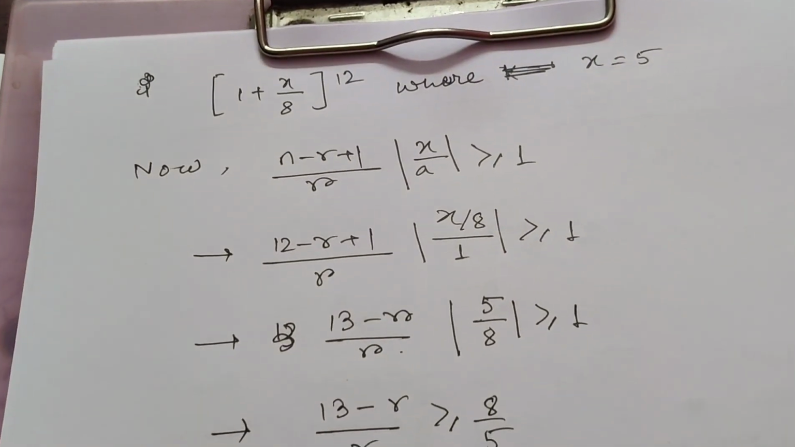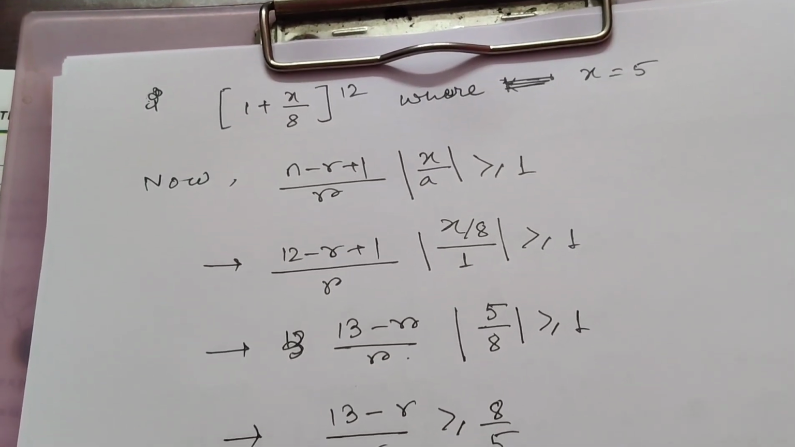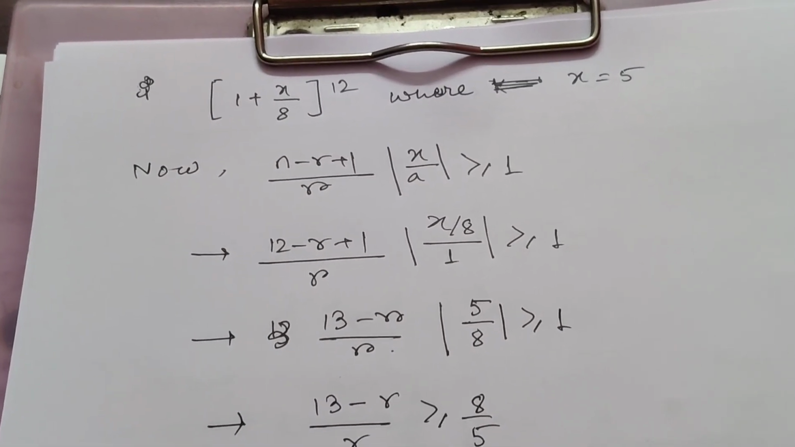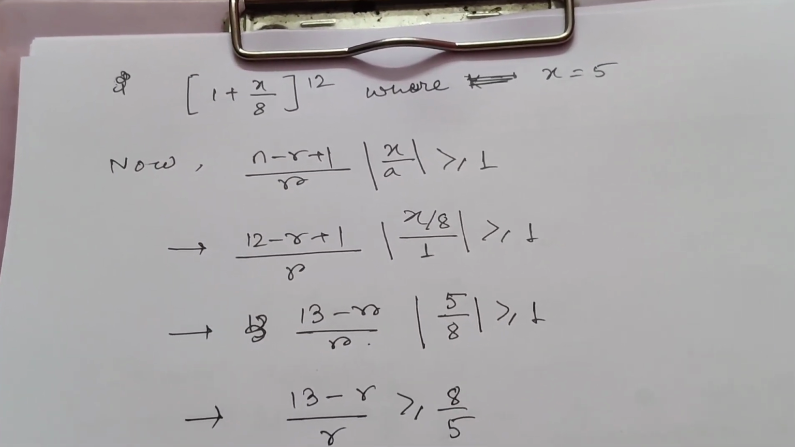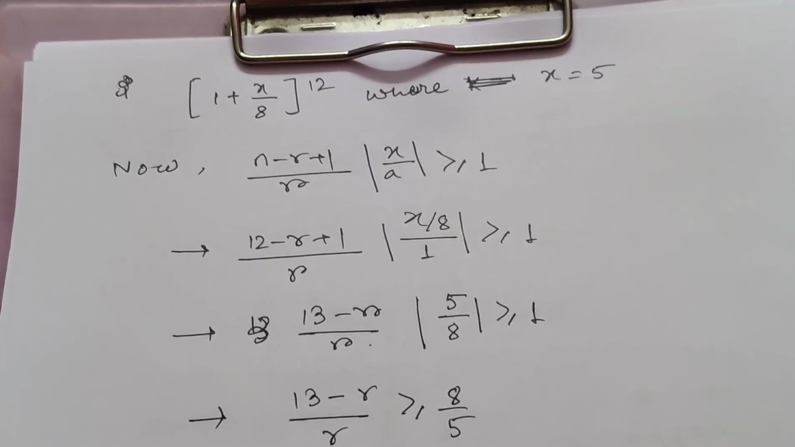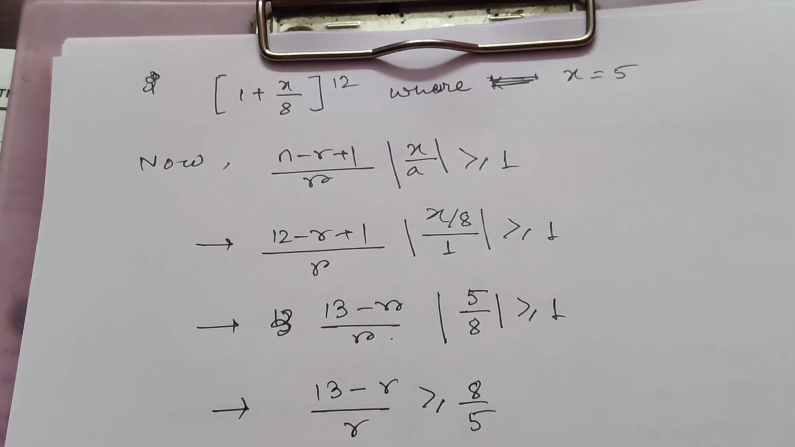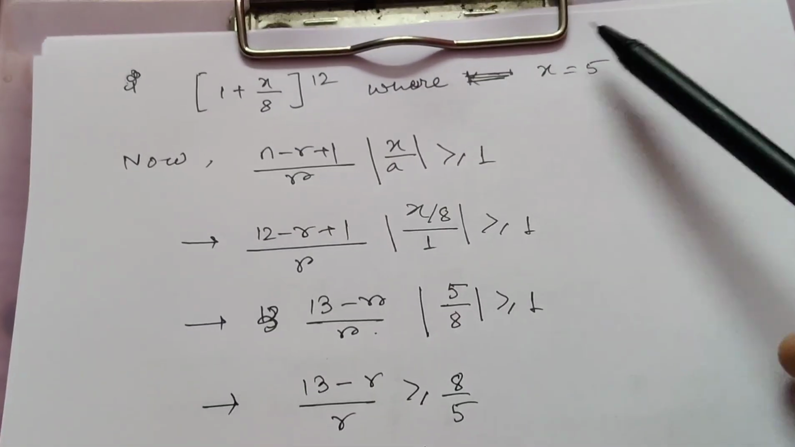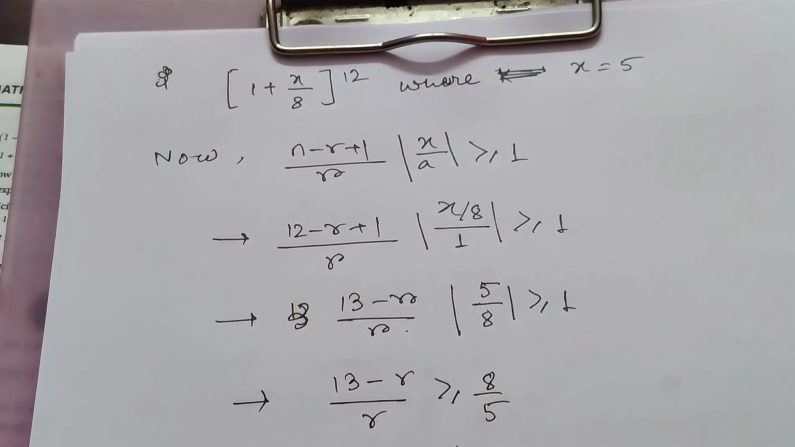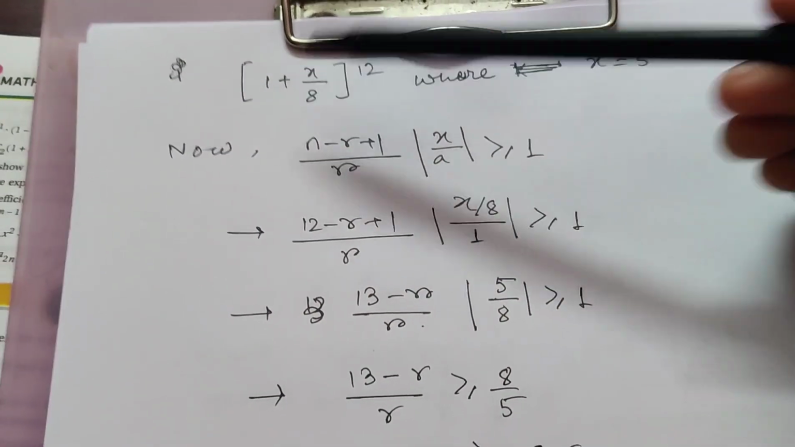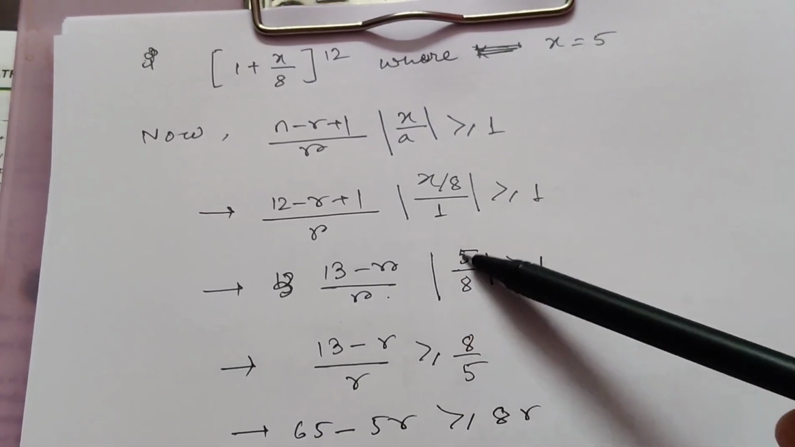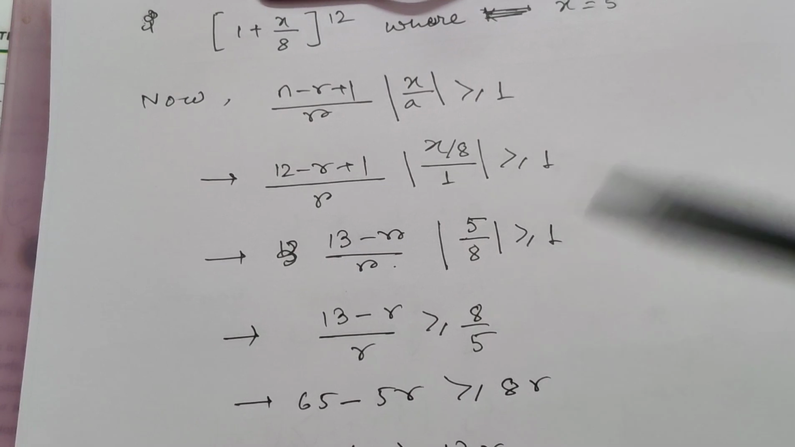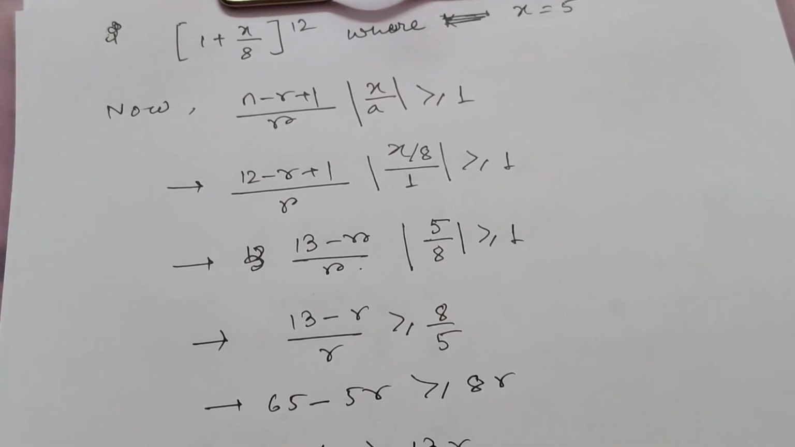Let's take an example: (1 + x/8)^12, where x equals 5. So using the formula (n minus r plus 1) by r into modulus of x by a greater than or equal to 1, we are putting the value of x, that is 5. Now the binomial expansion is already positive. Here is a positive sign and x is positive. So though I have put the modulus sign, it means nothing because we have already taken the numerical value only.